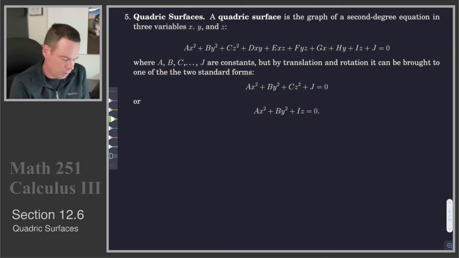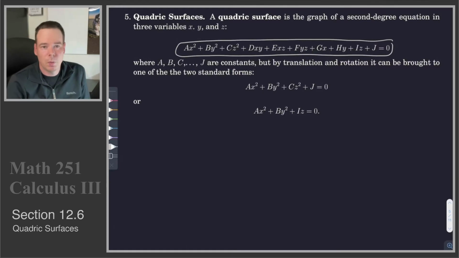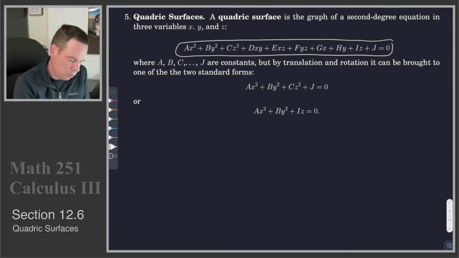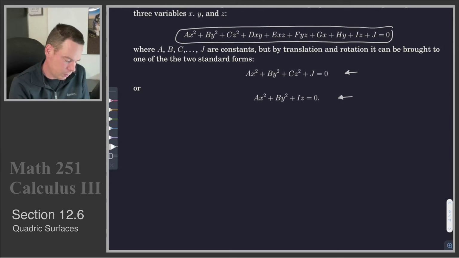So we can have an x squared, a y squared, a z squared, or a product of x and y, a product of x and z, and so on. And there could be some lower powers as well. This is the most general form of such an equation, but we can always use transformations to put it into one of these two forms. So we can either put it in a form like this or a form like this, where either all the variables are squared or two of the variables are squared and one of them is not. So these are our two standard forms.